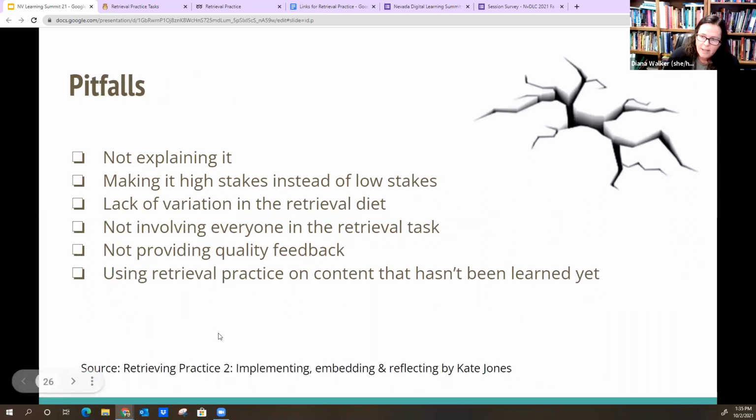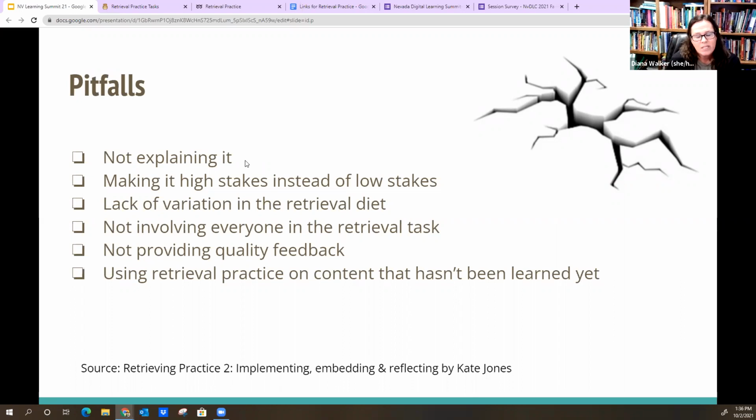Pitfalls. Not explaining it to students, not telling them this is what we're doing and why we're doing it and how it impacts your learning. Making it high stakes instead of low stakes. We are so tempted to grade things, right? Whereas with retrieval practice, if we keep it low stakes, it becomes a learning strategy instead of an assessment strategy. And that gets kids engaged. It takes their stress level down.